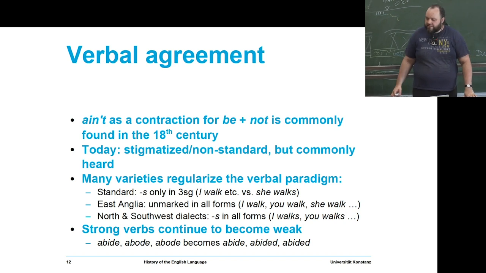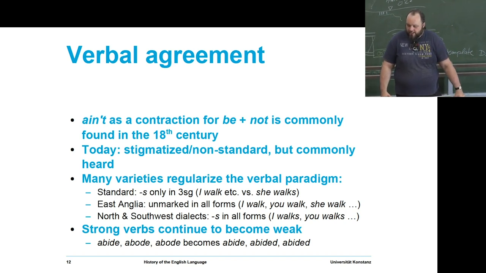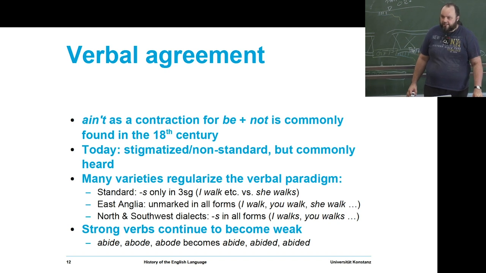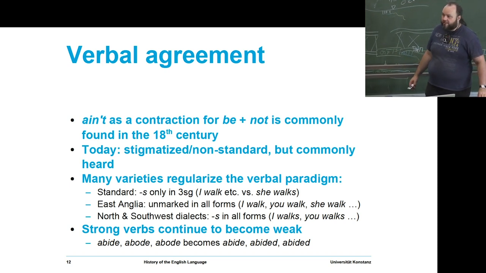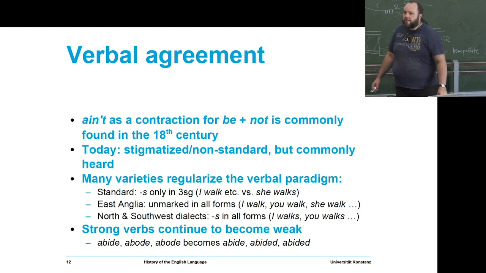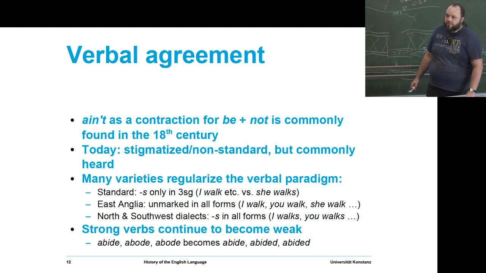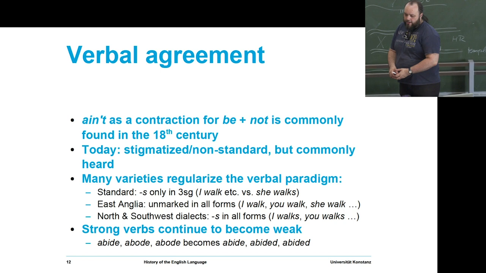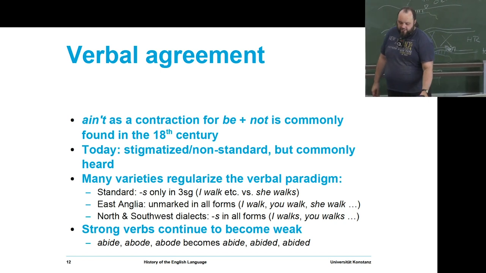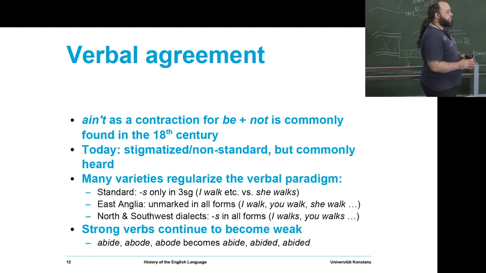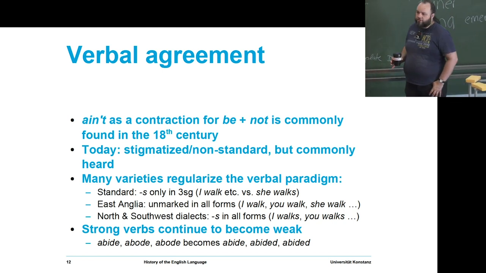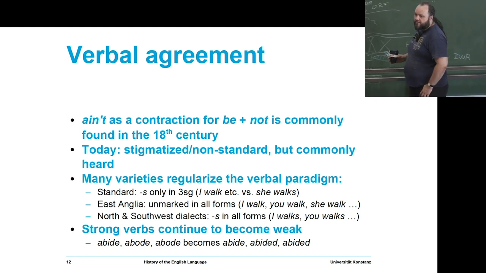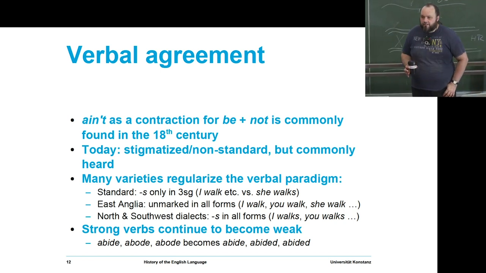Verbal agreement, ain't. The form ain't is very commonly found in the 18th century. It's older than that, but this is where it really ramps up in frequency. Today, this form is stigmatized, fairly non-standard, but many, many varieties, both of British English and American English, still use this. So you will find ain't, and ain't replaces pretty much all forms of to be in the negative. So I ain't, he ain't, they ain't. It's a very morphologically invariant form.